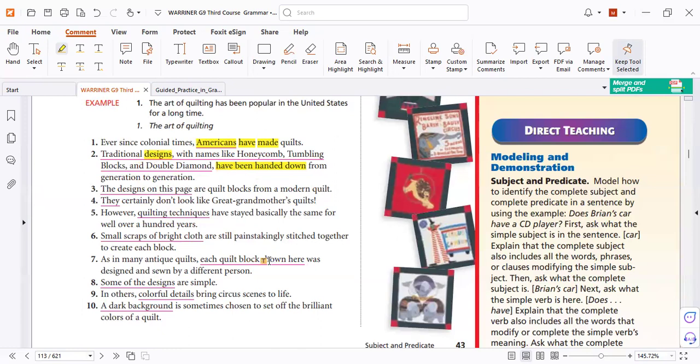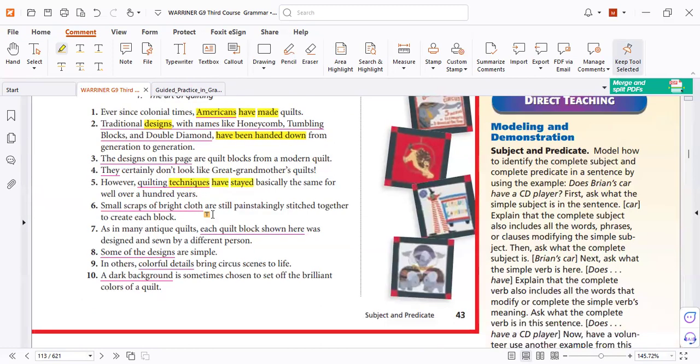Let's try again. Here, for example, what have stayed basically the same? The techniques. Not a quoting, not a quoting techniques, only techniques is the subject. And the techniques is plural. Now we test here. In number 10, what is the subject and the verb?